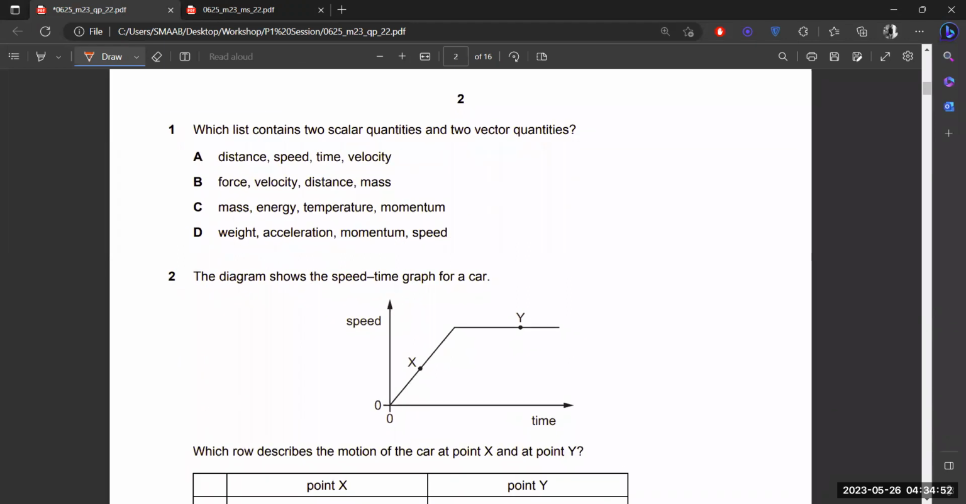The first question is: which list contains two scalar quantities and two vector quantities? You just need to find the pair of two scalar and two vector quantities in the given options. That is not a difficult task. You just need to find out which values are scalar and which are vector, then mark the answer.